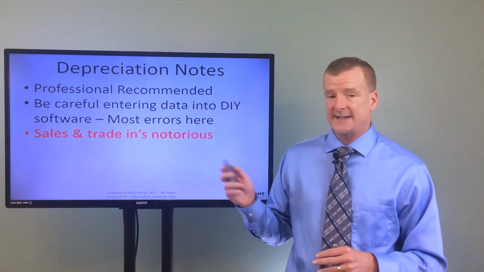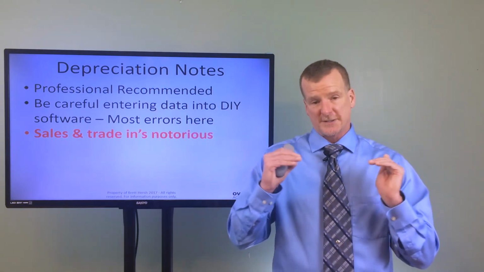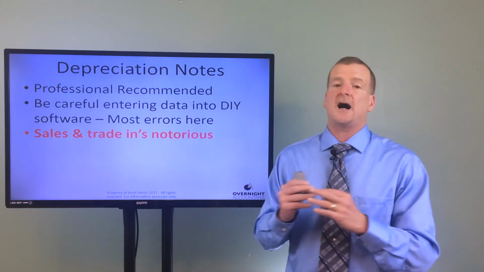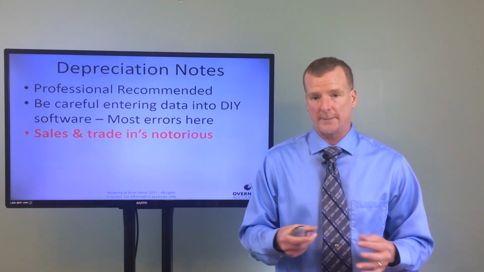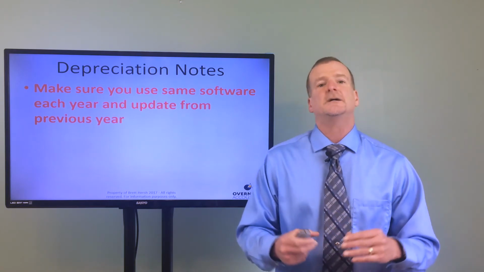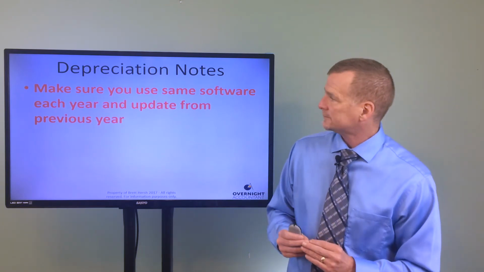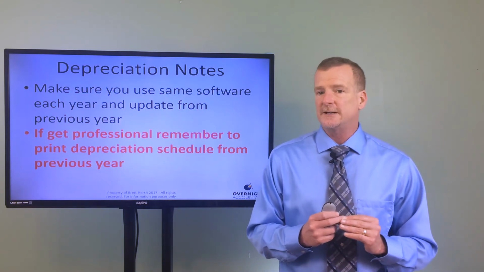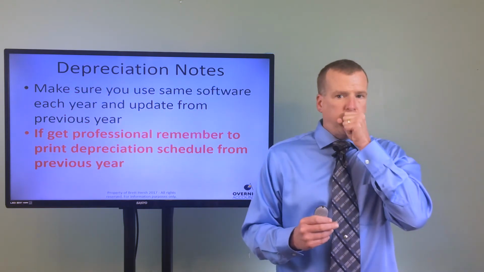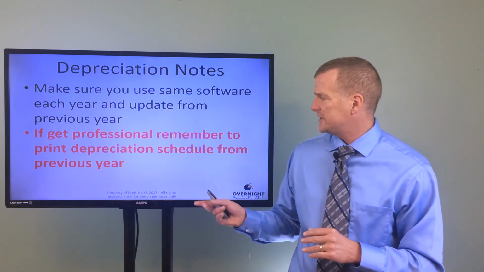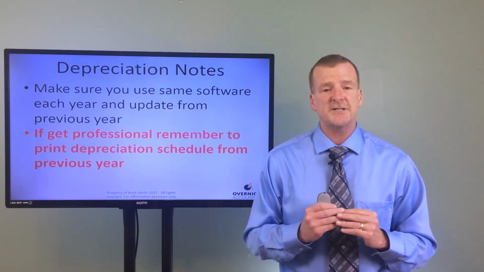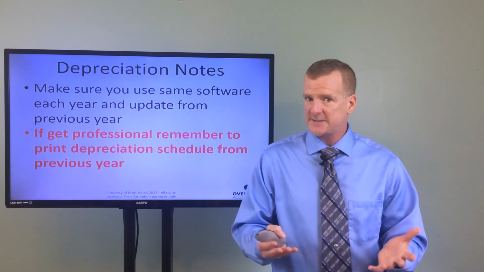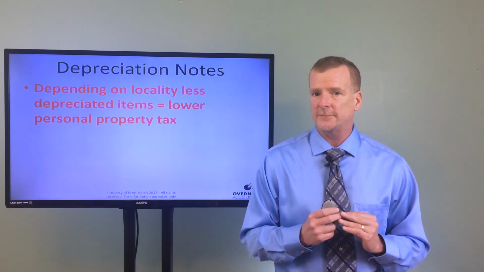So sales and trade-ins, okay? When you sell something, as we just discussed, it can be very complicated. Trading in a vehicle can be highly complex. Trading in any kind of equipment can be highly complex. They're notorious for errors. Again, make sure you use the same software each year and you update from the previous year. If you get a professional, remember to print out the depreciation schedule from the prior year, or from the previous year's return, so they know what the basis of your assets is. Very important that you give them that information.